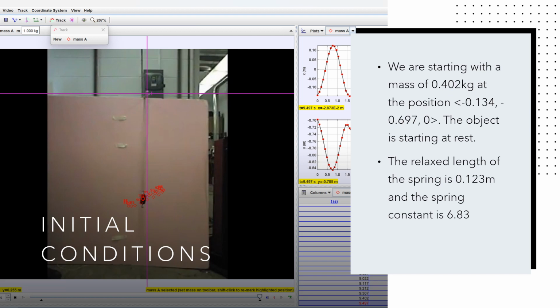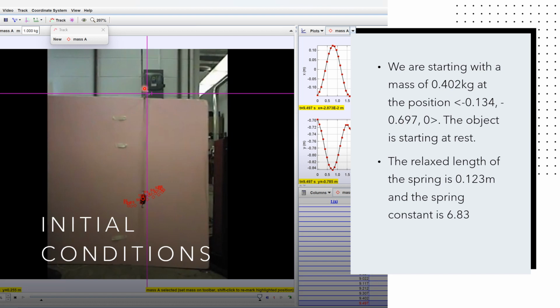So you can see here, this is the video we're going to be analyzing. The initial conditions are, to be more precise, 0.402 kilograms at the initial position, which is around about right here, which is negative 0.134 as the x coordinate and negative 0.697 as the y coordinate. We're not really worrying about the z coordinate. And we have the origin at the attachment point to this stable structure right here, which is not moving.